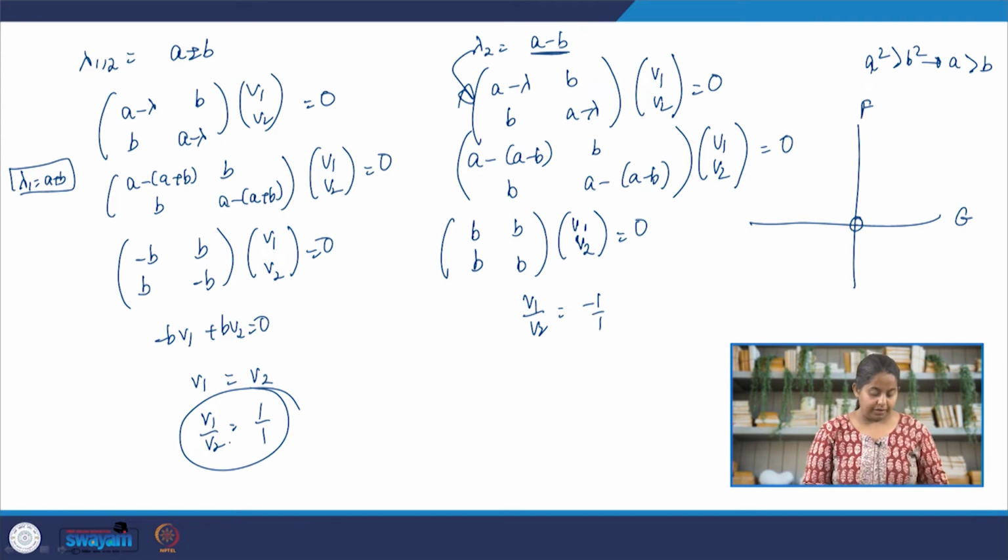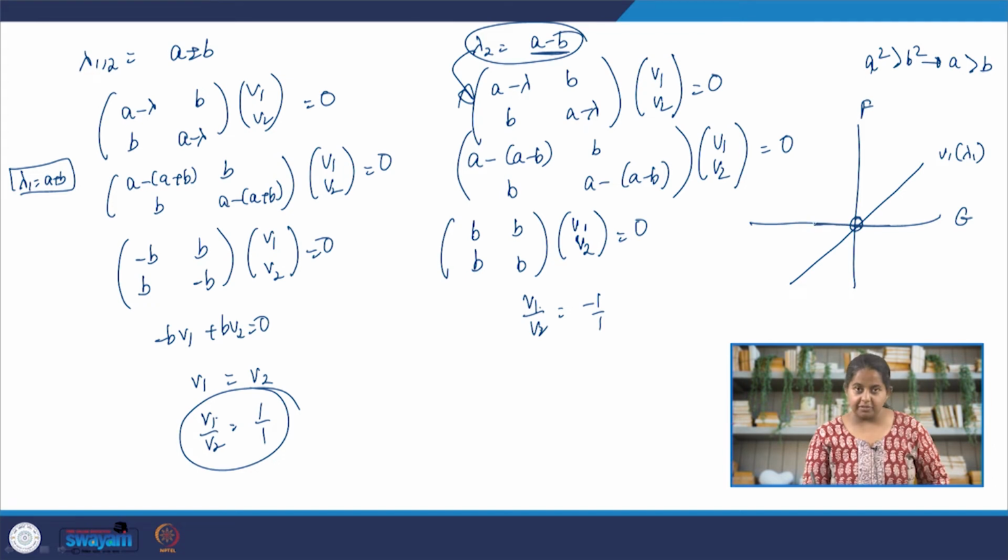For A plus B, V1 by V2 is 1, 1. So we take one step forward in the direction of the G axis, one step in the direction of the F axis, and this is our eigenvector V1 corresponding to lambda 1. Now for the second, lambda 2, A minus B, the ratio of V1 and V2 is minus 1, 1. So we take minus 1 step in G and 1 step in F, and then we link them.